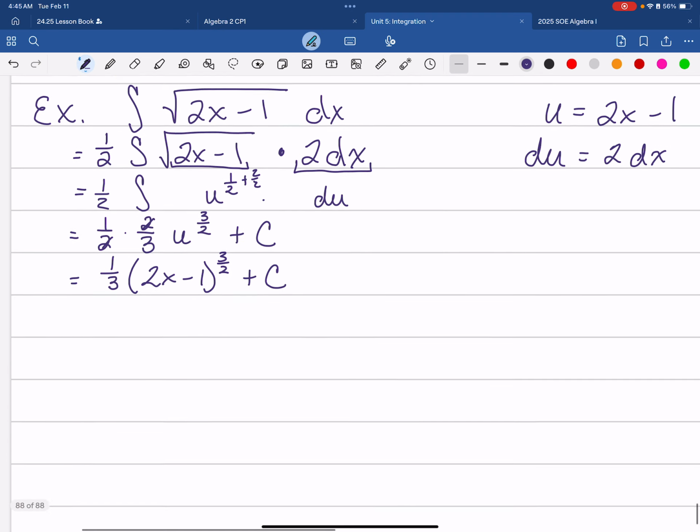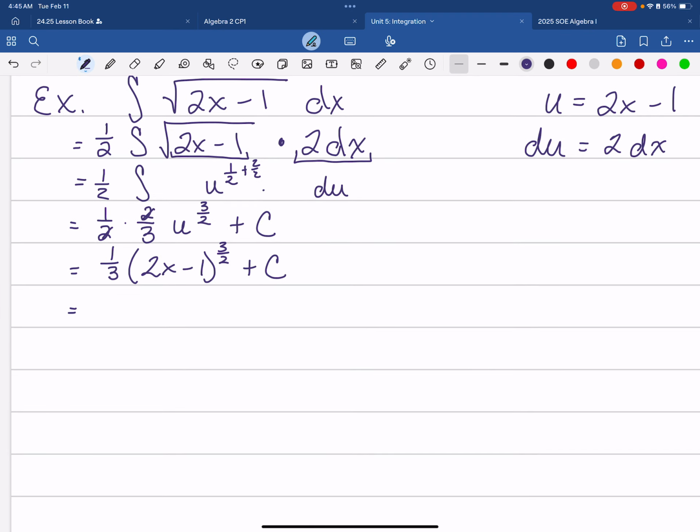And so we could leave it like that, or we could rewrite this by taking out 1 whole from here, which would be 2x subtract 1. I'd be left with the square root, so the square root of 2x subtract 1 plus c.